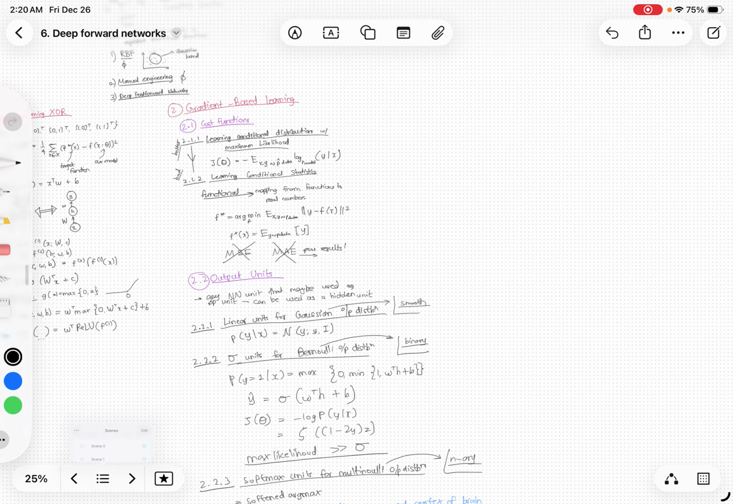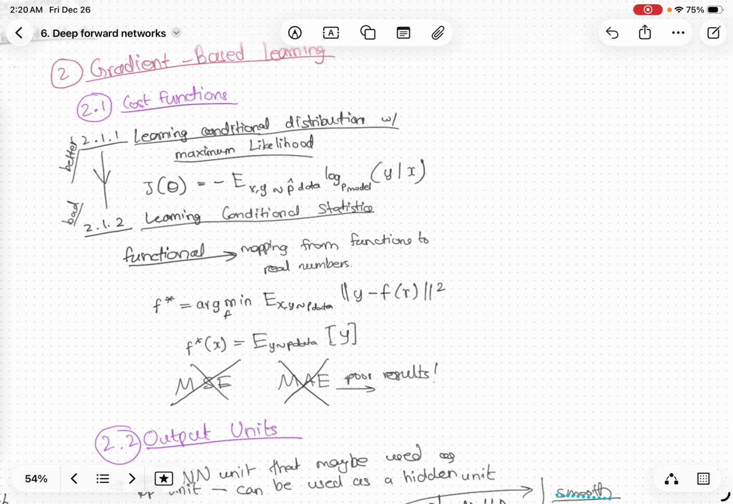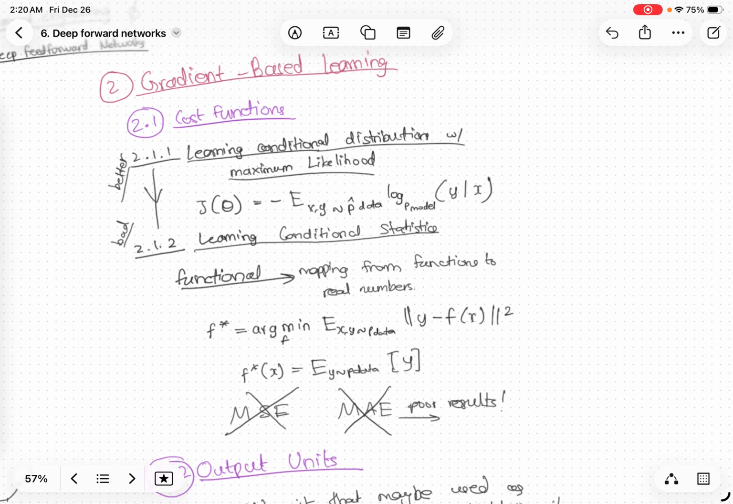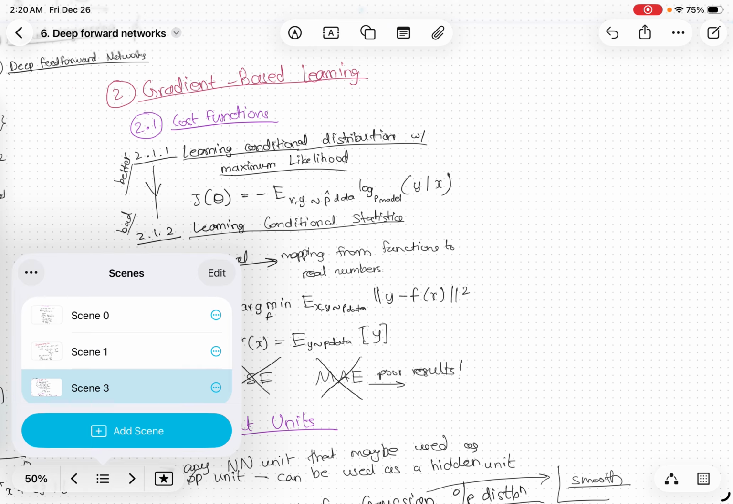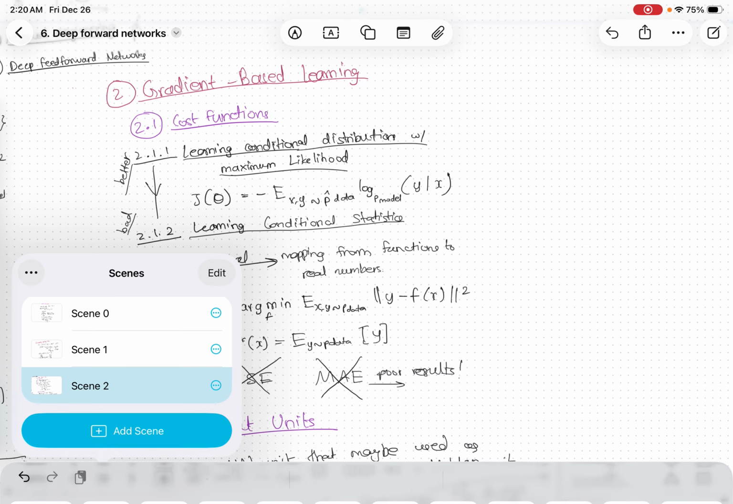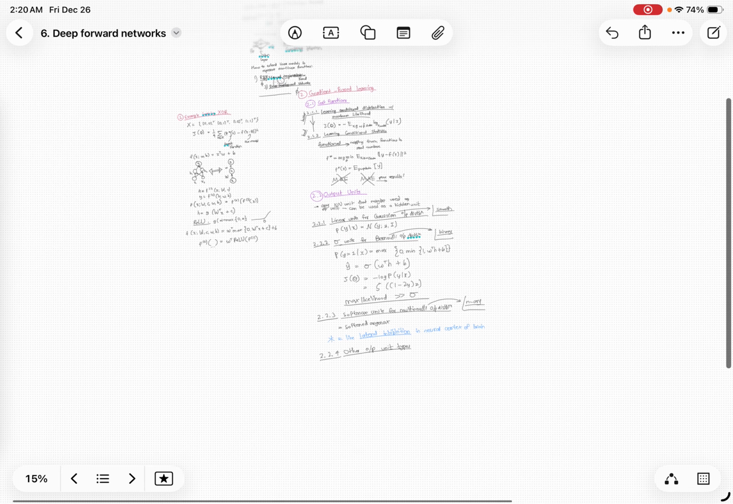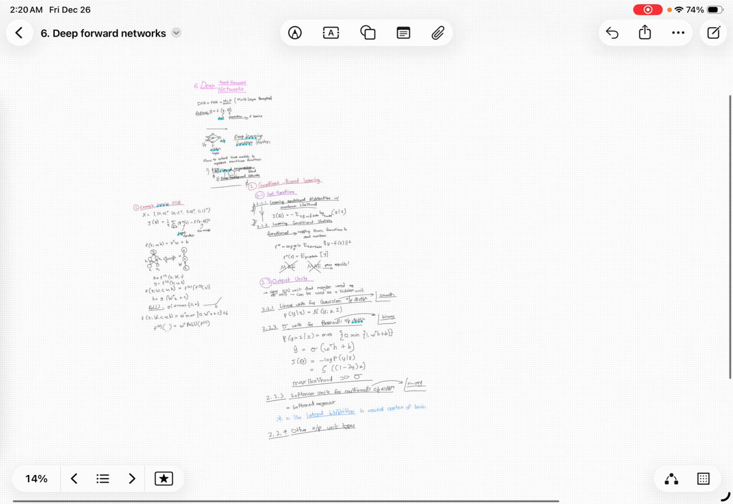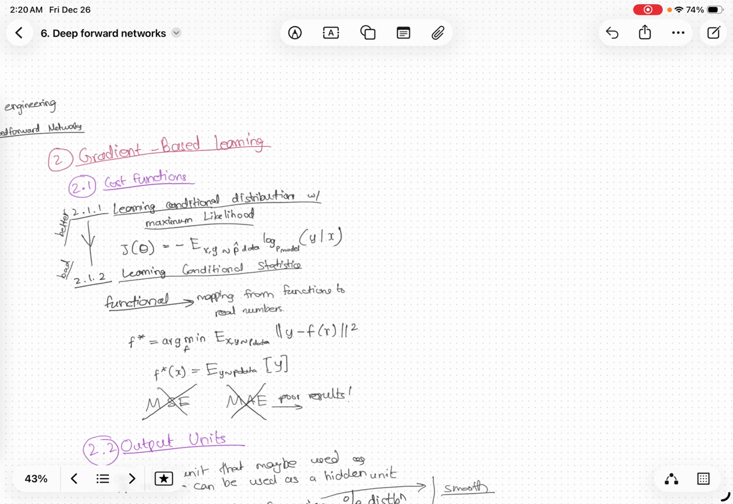Well, this was scene 2, let's say. And yeah, so let's go to scene 3, just hidden units.